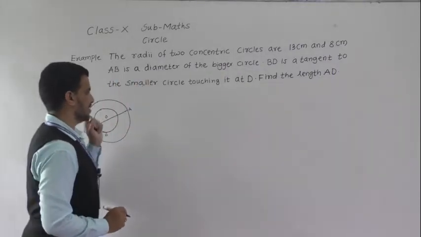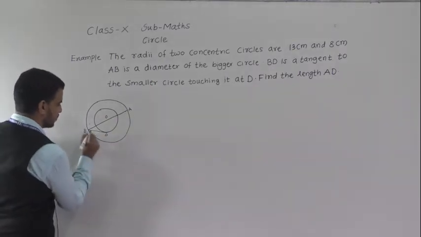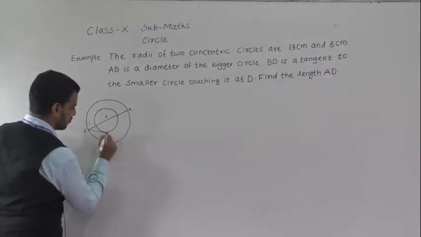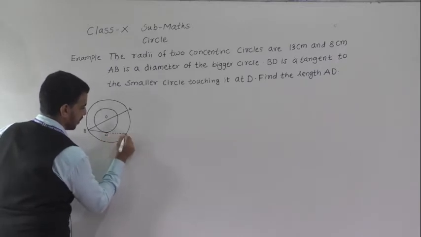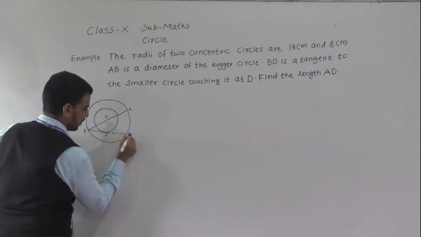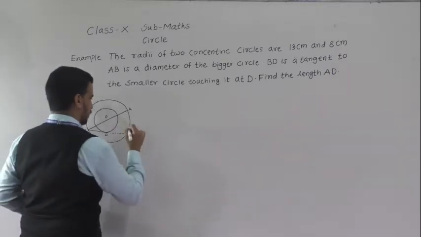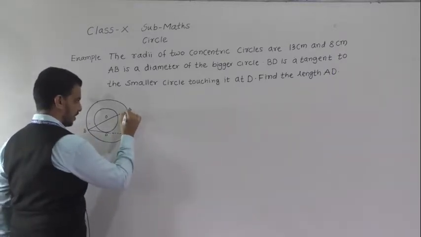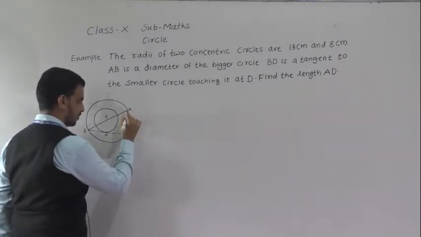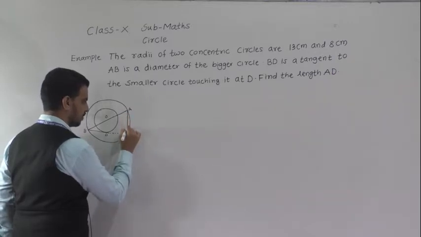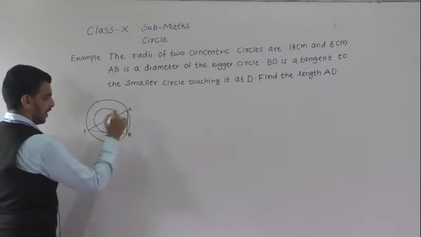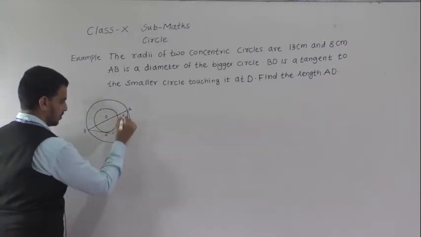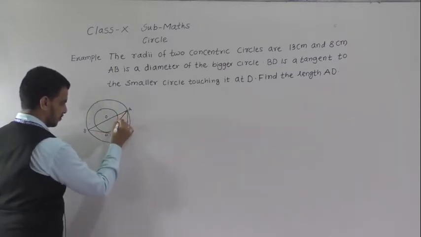So here a construction is needed. We have to extend BD, or produce BD, to meet the bigger circle at point E. After that we have to join AE. Then we have to find AD, so join A and D also.